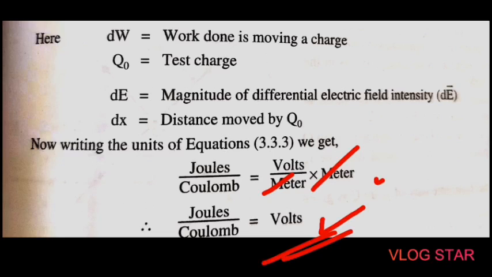Okay, so the difference in potential dV across the distance dx is defined as the work or energy per unit charge required to move Q0 through the distance dx.